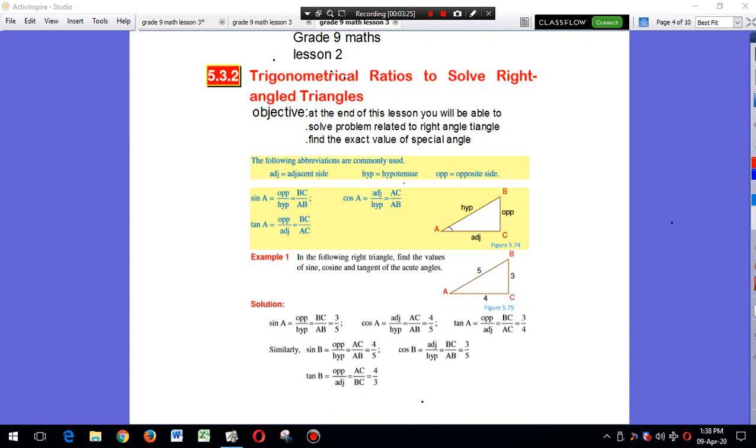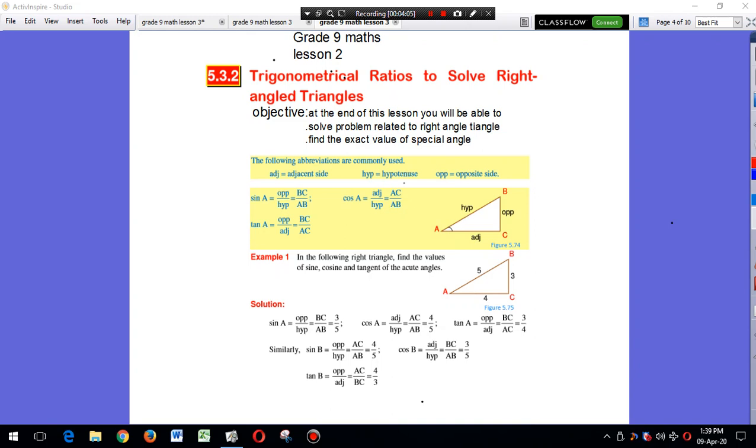Tan A is equal to the opposite side of angle A over the adjacent side of angle A. The opposite side of angle A is BC, and the adjacent side of angle A is AC. So tan A is equal to BC over AC. From the above point, we are expected to do example 1. Example 1: in the following right triangle, find the values of sine, cosine, and tangent of the acute angles.